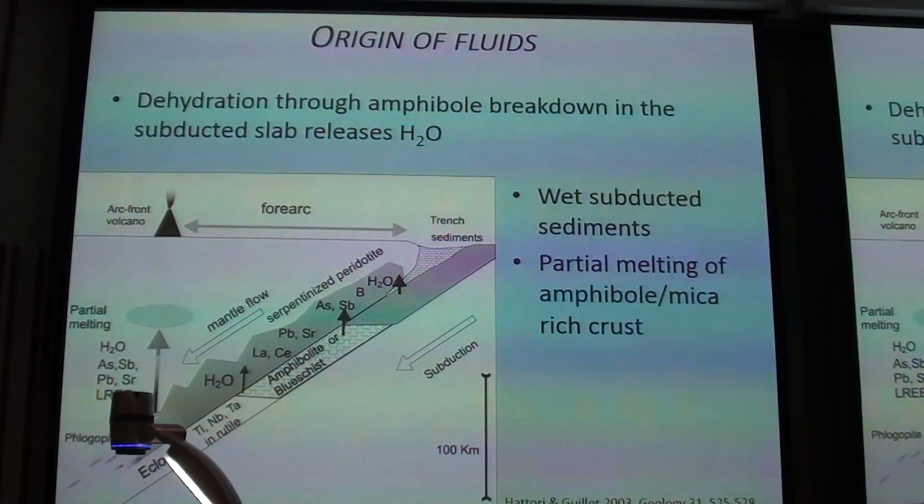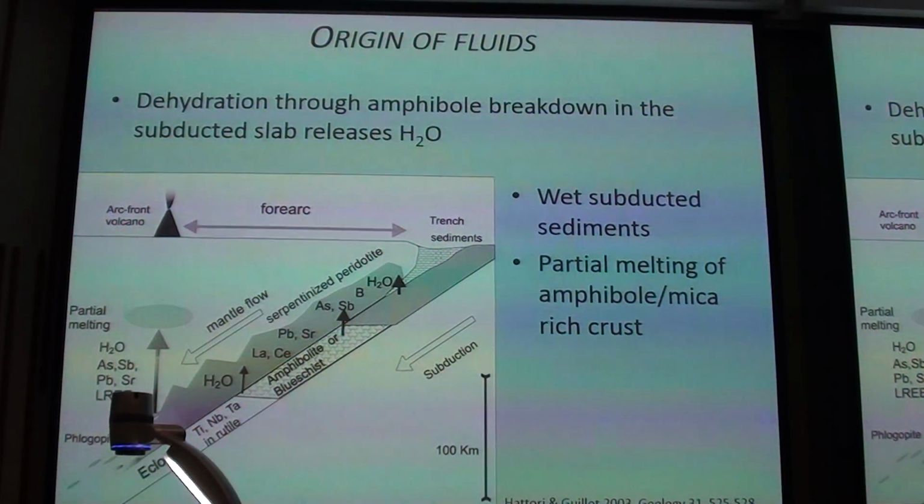And in addition to carrying some metal contents off into the overlying mantle wedge, these fluids, the water released by the dehydration breakdown of amphibole, allow the mantle wedge to melt. It reduces the melting temperature. And you should be somewhat familiar with this process.